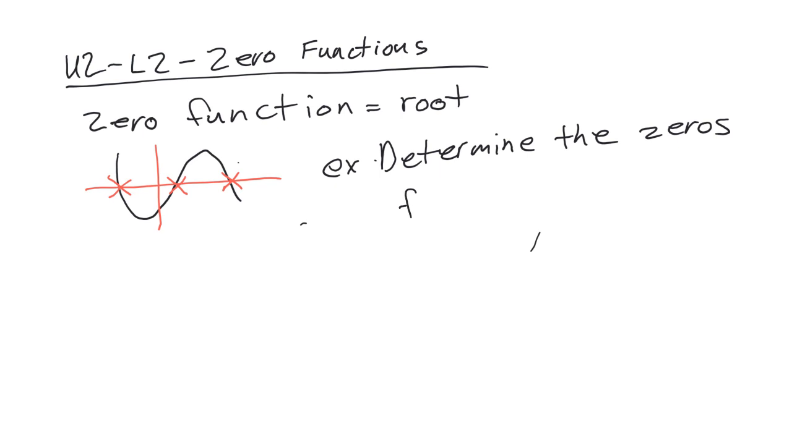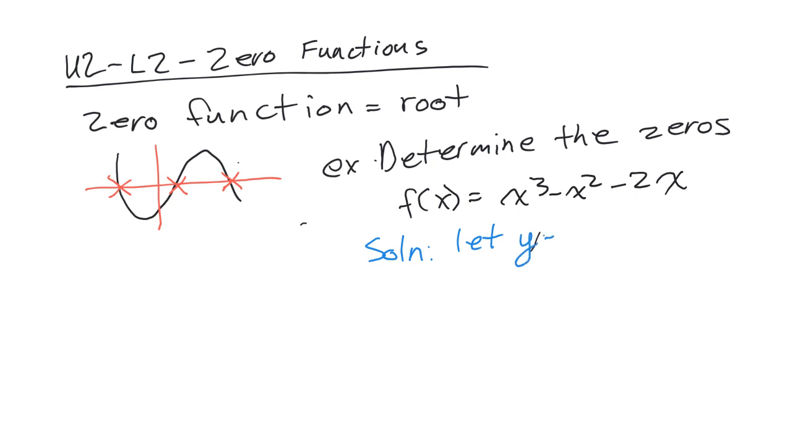Okay, suppose I have the function f of x is equal to x cubed minus x squared minus 2x. Okay? Here's what you do for your solution. You let y is equal to f of x, which is equal to 0. So it's just like saying let y equal 0. So this whole thing becomes a 0. So you've got 0 is equal to x cubed minus x squared minus 2x.